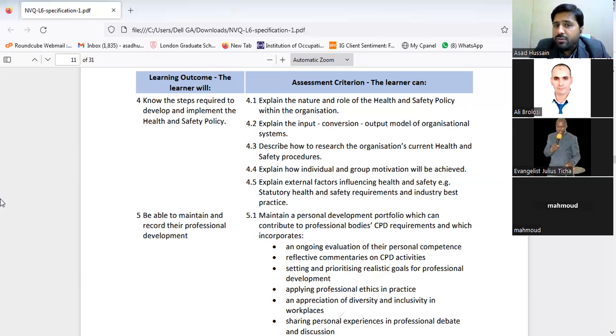So what you have to do is explain what type of health and safety policy you have in your organization, what the nature and role of the health and safety policy is within your organization, what elements make up the health and safety policy, what role it plays within the organization, demonstration of management commitment, defined responsibilities, etc. Just explain your health and safety policy, what its nature is and what its role is in your organization.